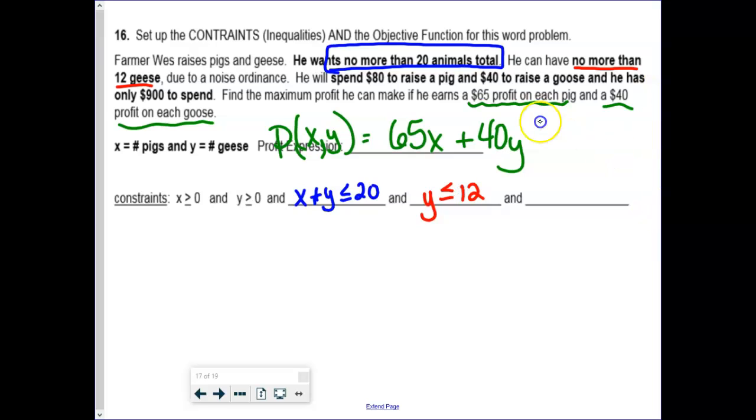And then the final clue is all about money. It says he spends $80 for a pig, $40 for a goose, and he only has $900. So $80 for a pig, $40 for a goose, and he has up to $900 to spend, so less than or equal to 900. And that's the end. Ooh. Now, there's some extra practice problems after this.